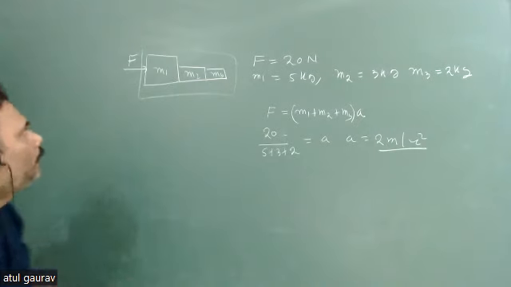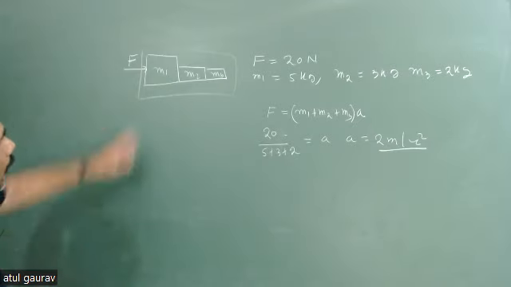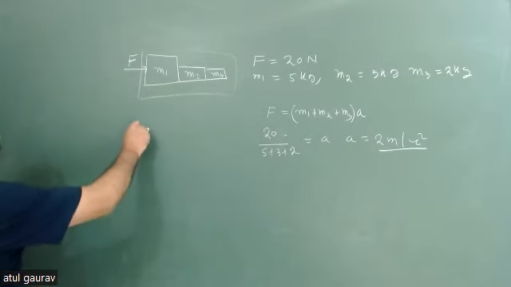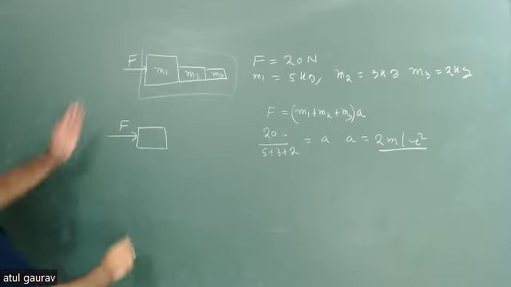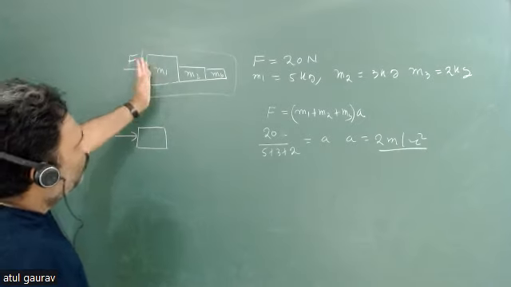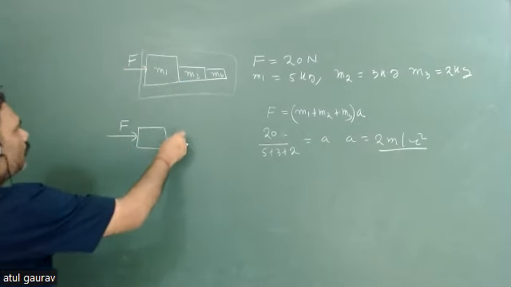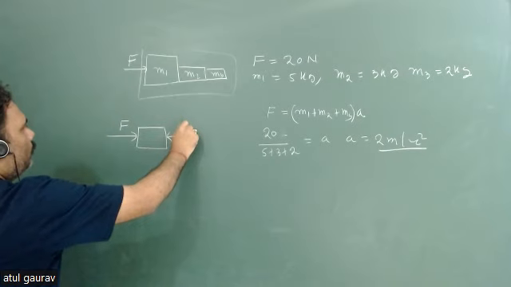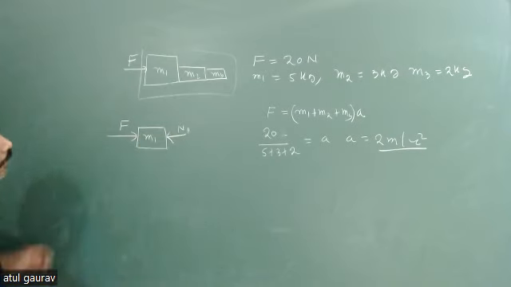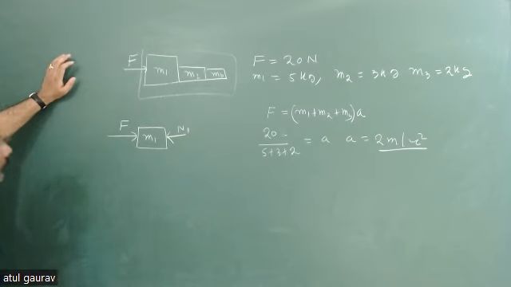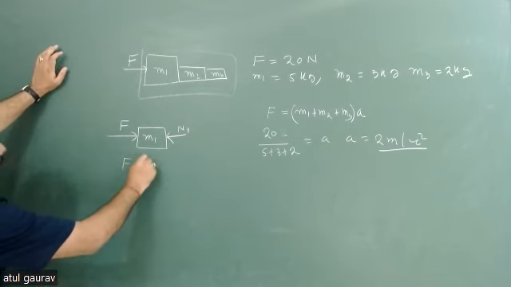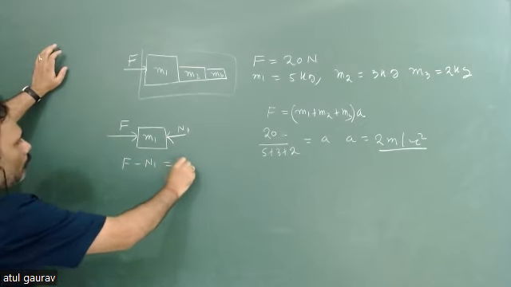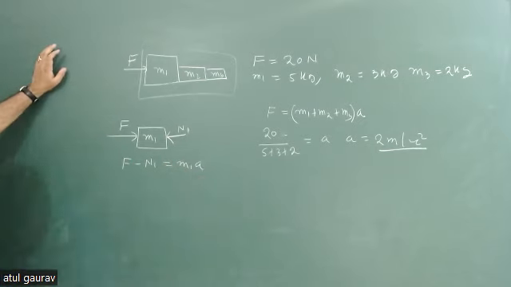Now we will draw the free body diagram of M1, because we have to find actually the normal force between M1, M2 and M3. So what will be the FBD for M1? You have force F, so you are pushing M1. So M1 will push M2, then M2 will also push M1. Then this will be your N1. So this is your M1. So what will be the equation of motion for this one? F minus N1 is equal to M1A, and A we have found.